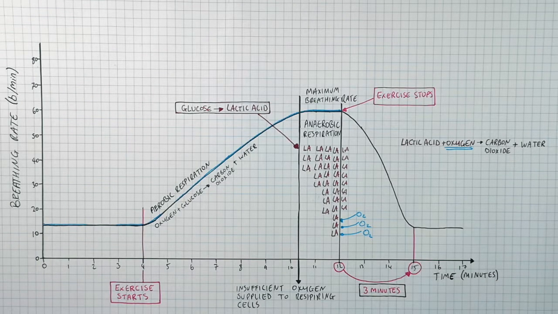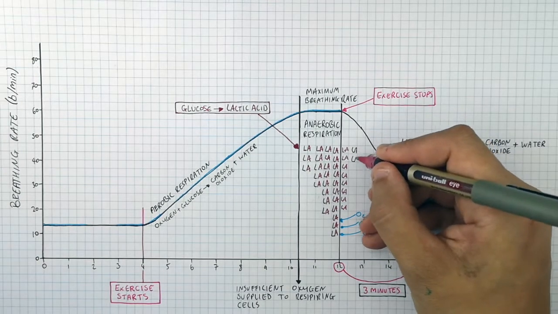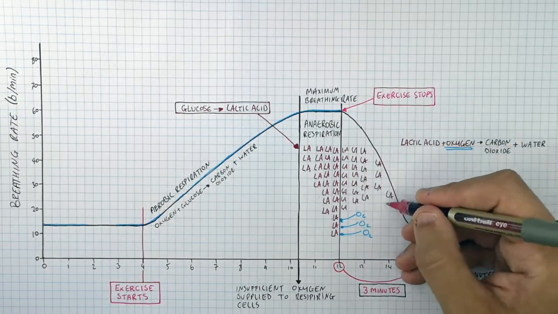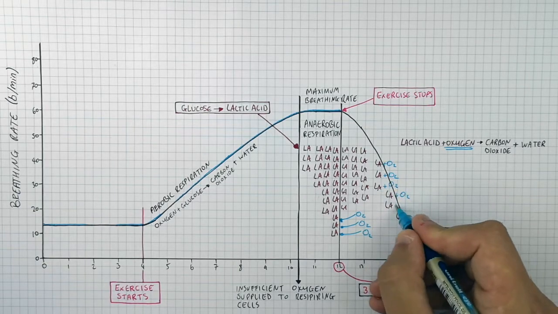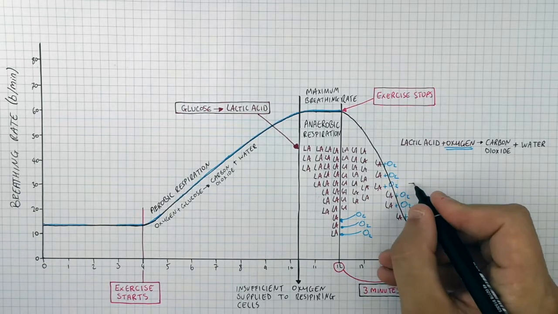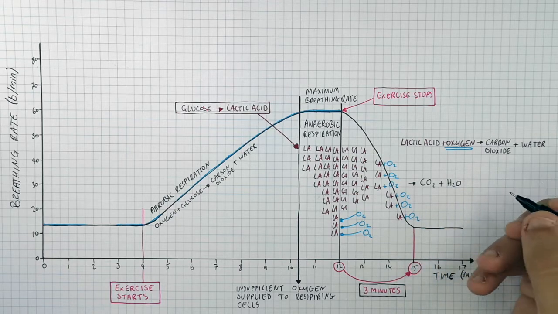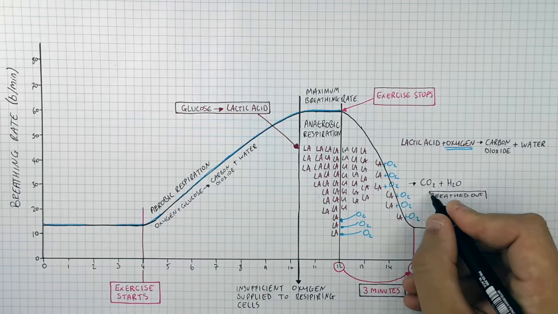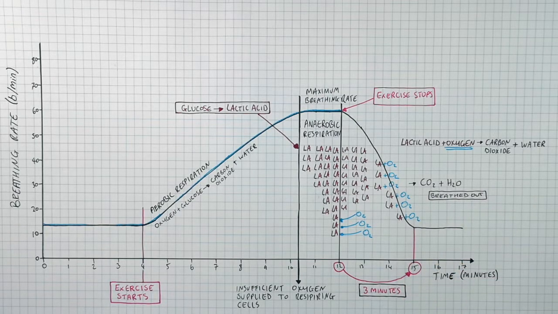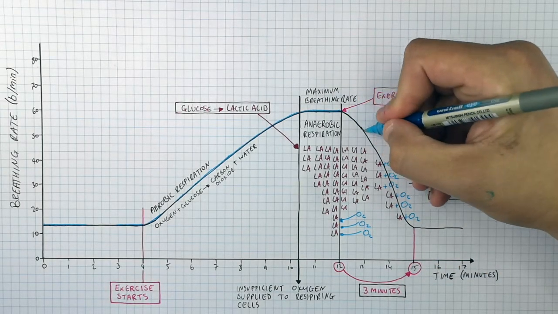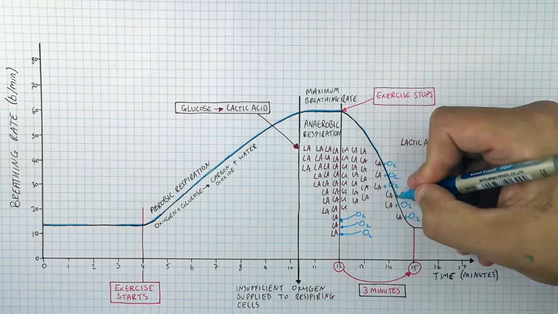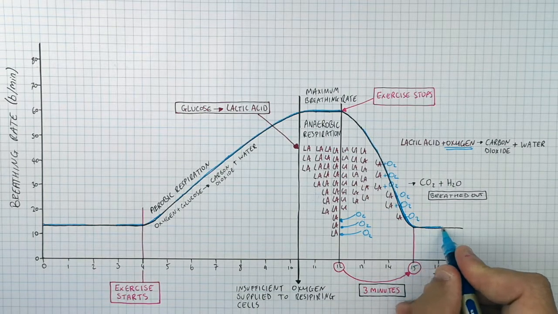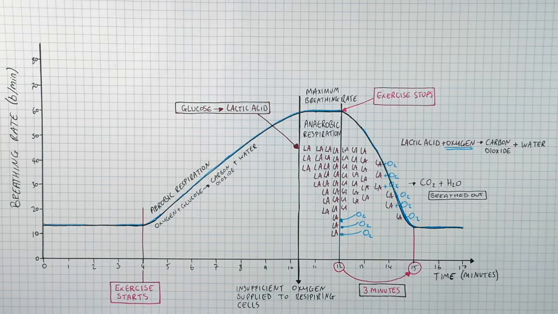So as you can see here, during your recovery period, the volume of lactic acid in your blood decreases as the oxygen reacts with the lactic acid to produce carbon dioxide and water, which is breathed out. So the carbon dioxide and the water is breathed out as normal. So your breathing rate remains higher during the recovery period because there is an oxygen debt whereby oxygen is required to break down the lactic acid into carbon dioxide and water.